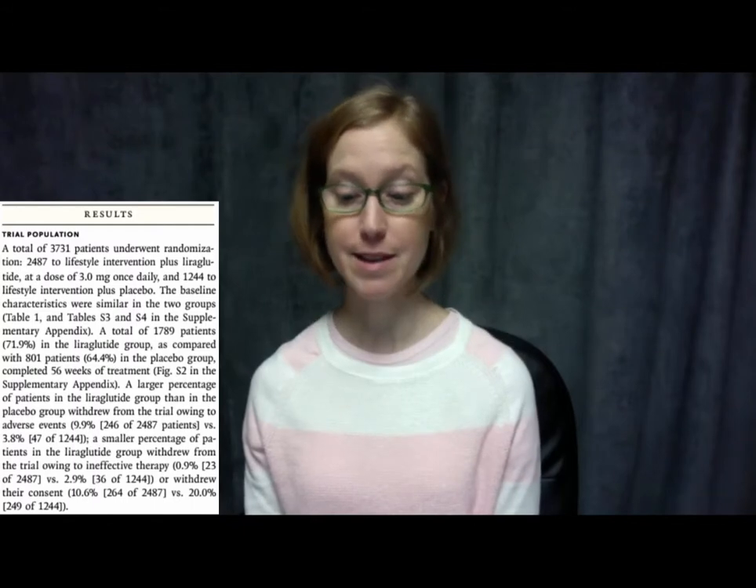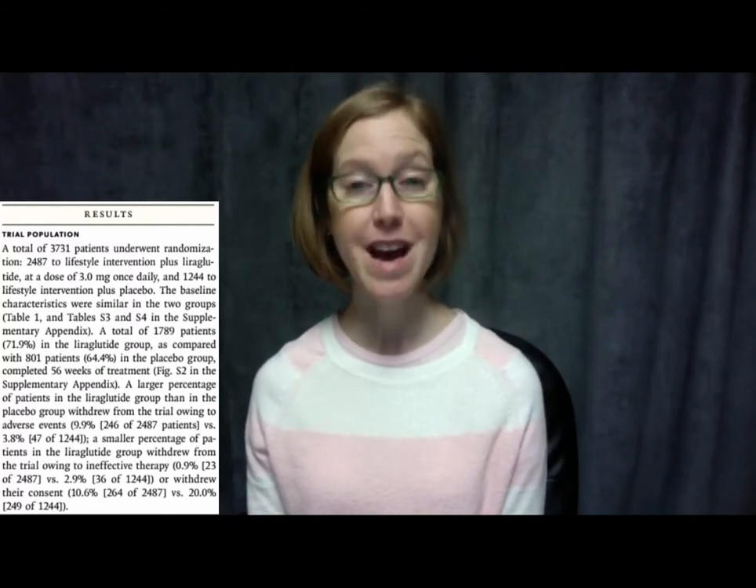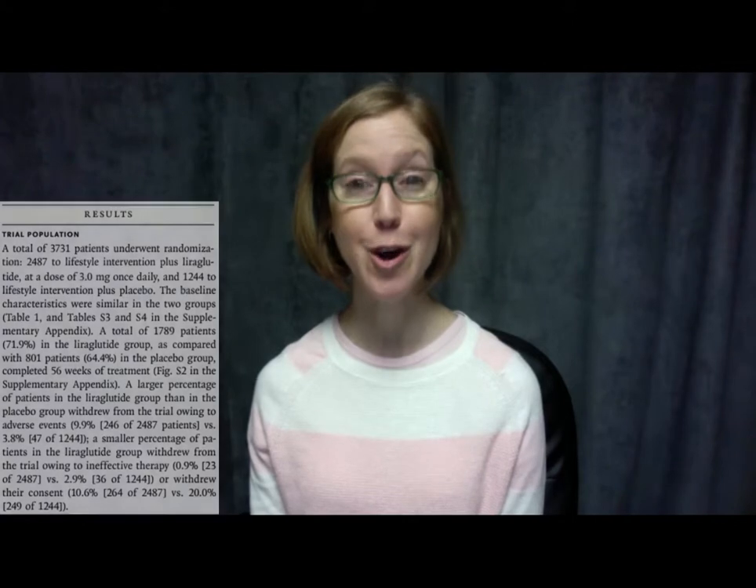Then, later on in the results section, I find the number of patients who actually participated. There were 3,731 total. 2,487 were in the experimental group, and 1,244 were in the control or placebo group. I also learn by reading that the two groups had similar characteristics at the start of the trial. This is very important and one of the many benefits of randomization.